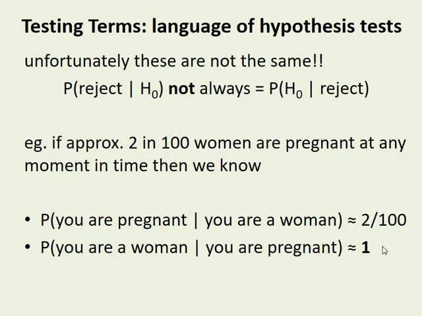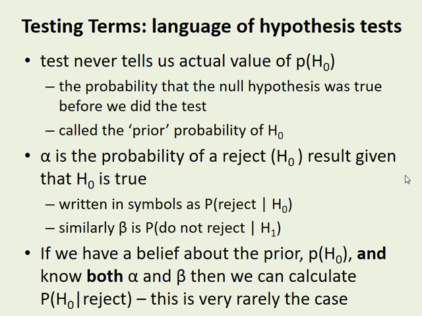So, unfortunately, tests never tell us the actual value of the prior probability, the probability that the null hypothesis was true before we even did the test. We have got alpha and beta, which tell us these two conditional probabilities. However, if you've got a belief about the prior, or some way of estimating it, and if you know both alpha and beta, then given all that information, you can calculate exactly the probability of H0 given your test results. Unfortunately, this is very rarely the case.